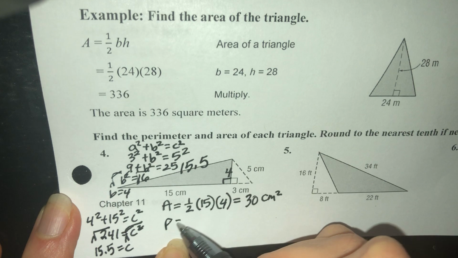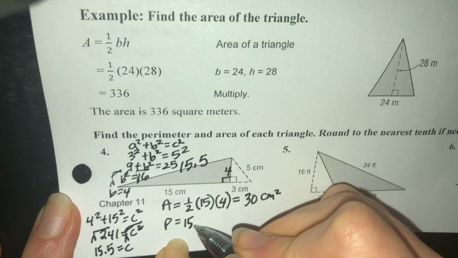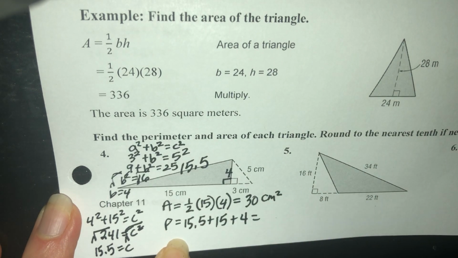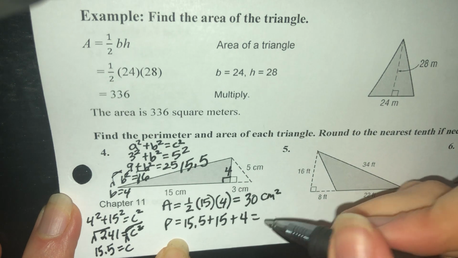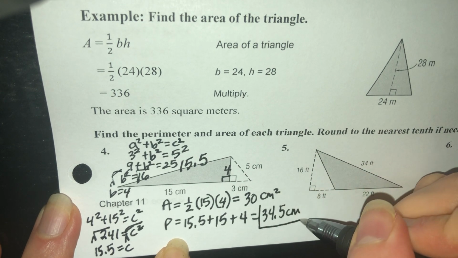And now to do the perimeter, we add 15.5 plus 15 plus 4. And that equals 34.5 centimeters.